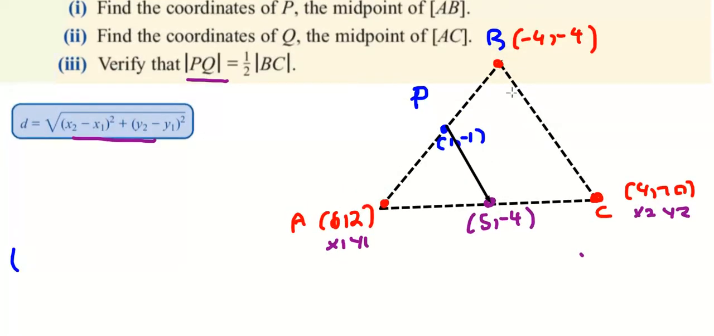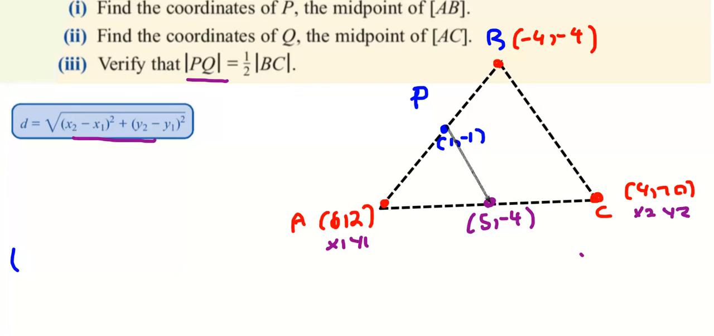Now guys, I got lucky here because I roughly drew it to scale. I could have had that completely wrong. I could have had P to Q larger than B to C. But the numbers won't lie. So let's do the formula now together, okay?